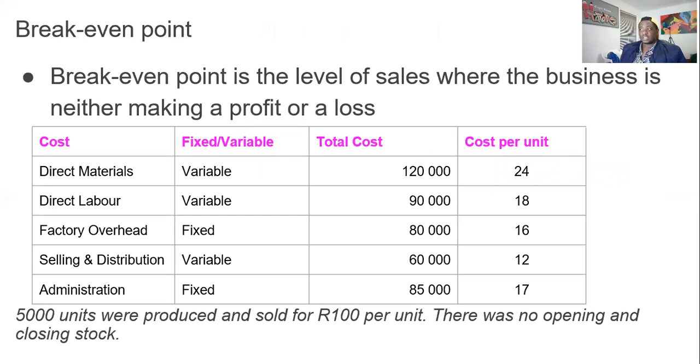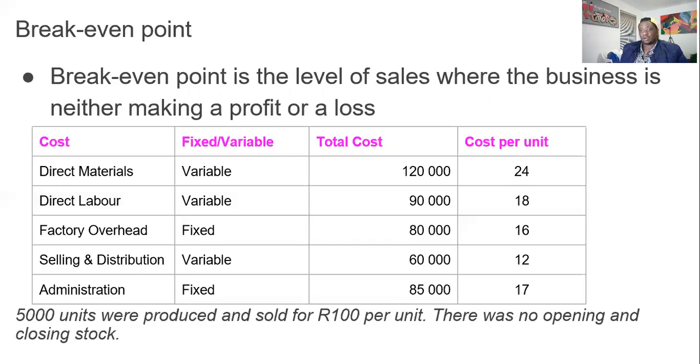And then let's analyze and try and understand what break-even point is. So break-even point is the level of sales where the business is neither making a profit nor a loss. So it means that the profit is zero and the loss is zero. And we're going to try and understand this using this example right here that we have.